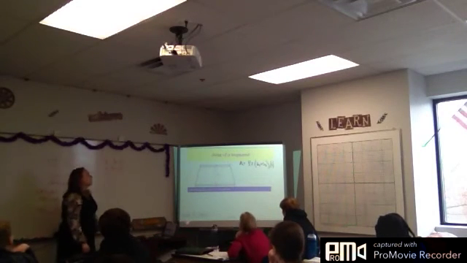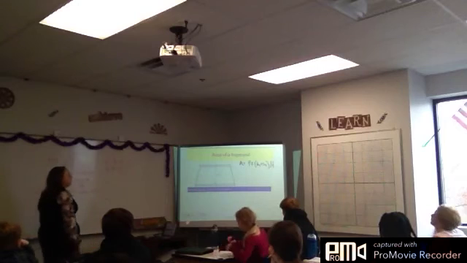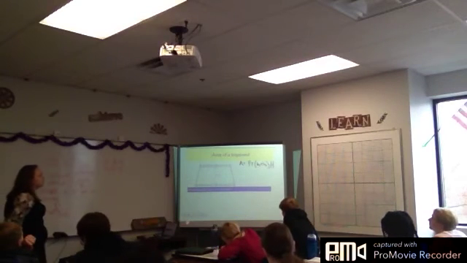Area of a trapezoid is this formula. Area equals 1/2 of base 1 plus base 2 times the height.